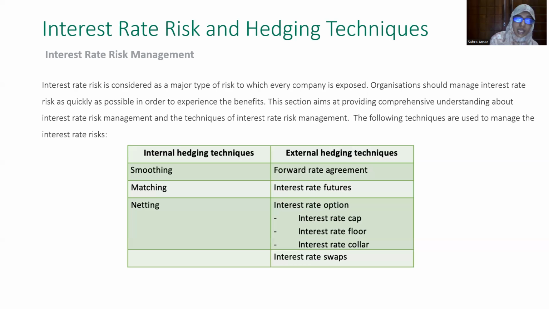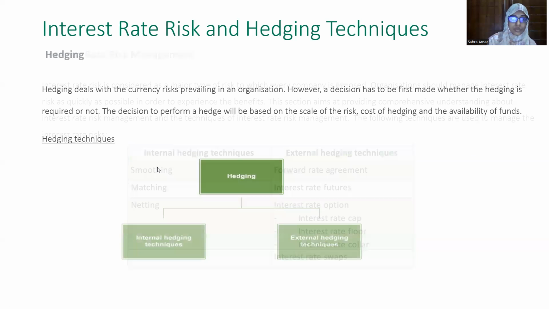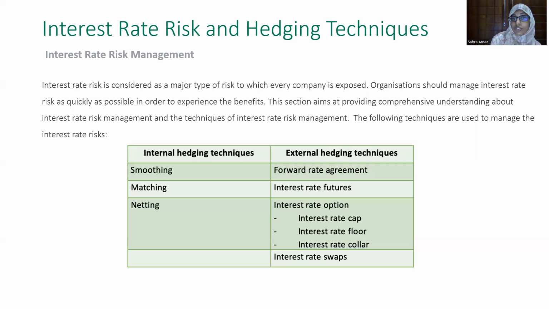Internally, there will be hedging techniques: smoothing, matching, and netting. Then the external hedging techniques which are used would be forward rate agreement, interest rate future, and then the interest rate option, which can be interest rate cap, interest rate floor, interest rate collar, or even interest rate swaps. All these will be used in interest rate risk management.